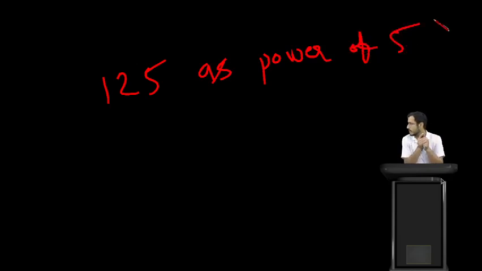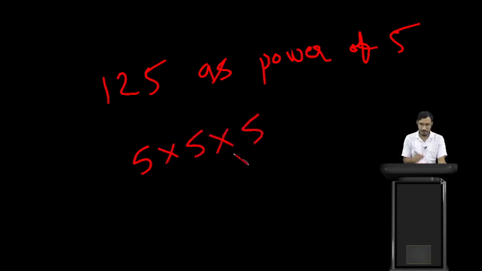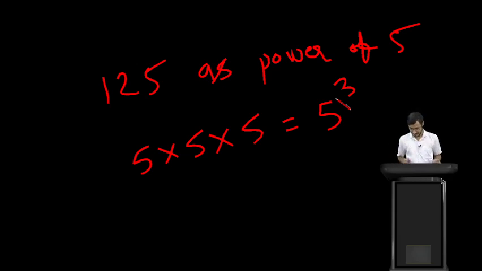Yes, how can we write it? How can we express it? Yes, correct. 5 into 5 into 5, that is 125. So we can write 5 to the power 3. Okay, so let's start today's class and learn something new.